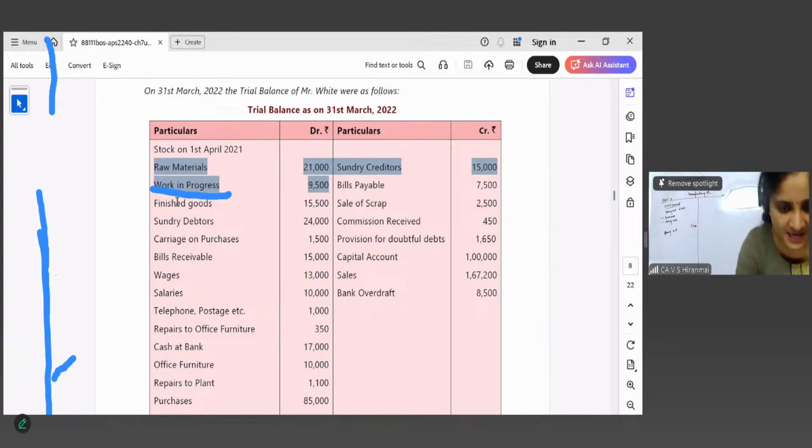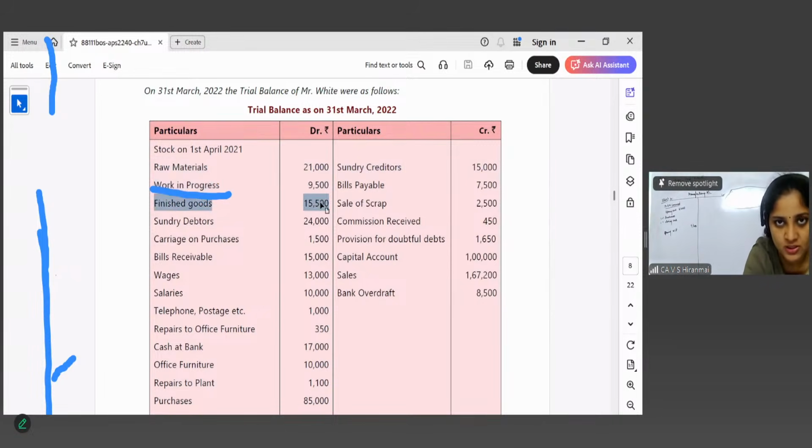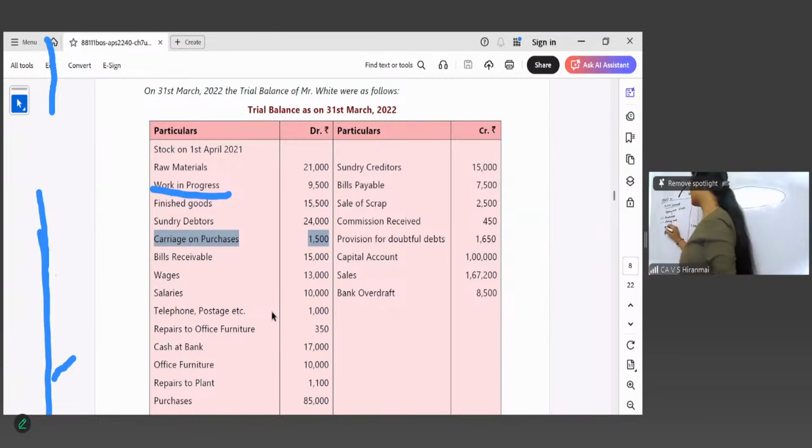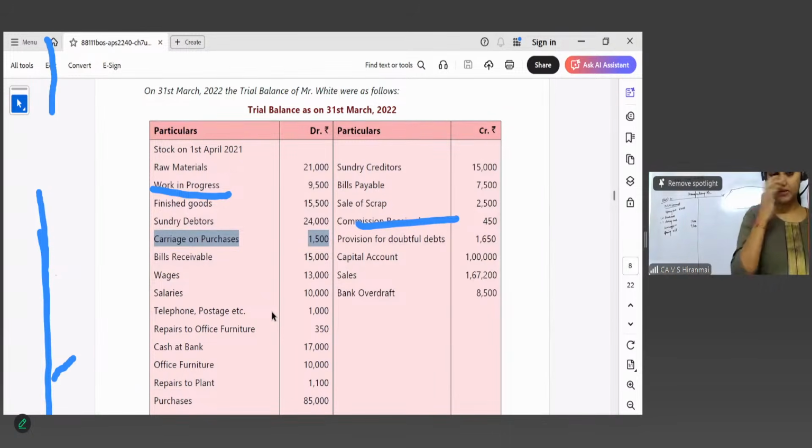9,500. And finished goods, my dear students, will go into the trading account, not in the manufacturing account. Sundry debtors will go into the balance sheet. Carriage on purchases will be regarded as raw material purchases. That I will take here. Please see here, carriage on purchases will come into my manufacturing account. So carriage on purchases 1,500. Madam, purchases means raw material purchases.